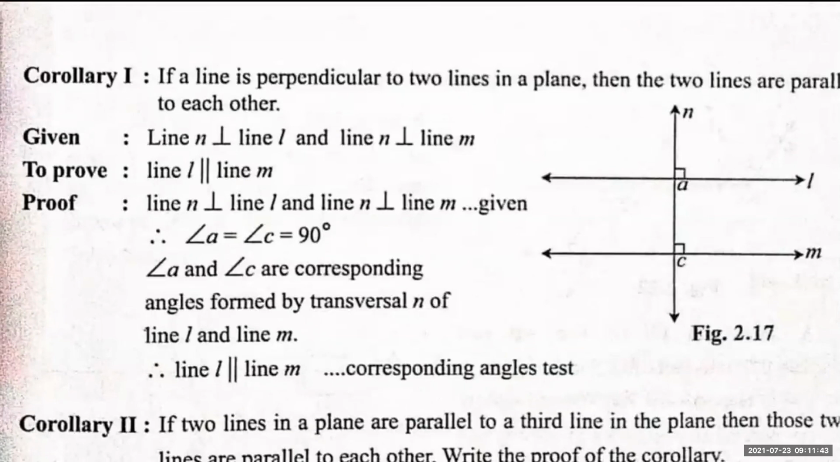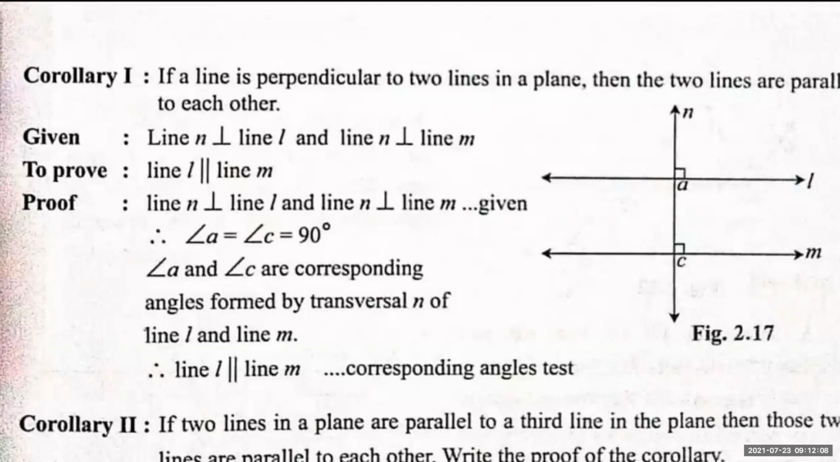Now we have to prove that the two given lines, that is line L is parallel to line M. Both the lines are parallel to each other. We have to prove it. Now, here is the proof. A very simple and small proof.